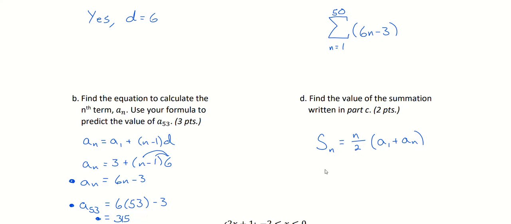So let's do S sub 50. What am I going to plug in for n? So n over 2 is 50 over 2. What was the first term of my sequence? Plus, it's going to take a little bit of either mental math or scratch work. Using this, can you tell me what the 50th term is? 6 times 50 is 300, and then minus 3 is 297. Cool.